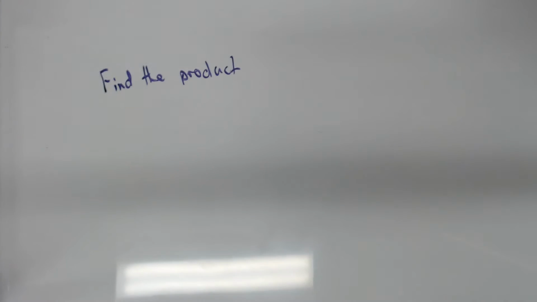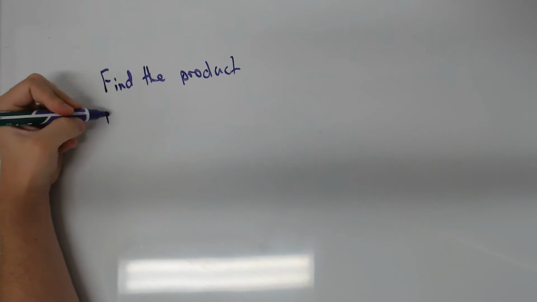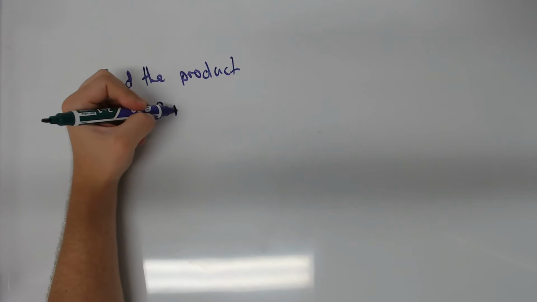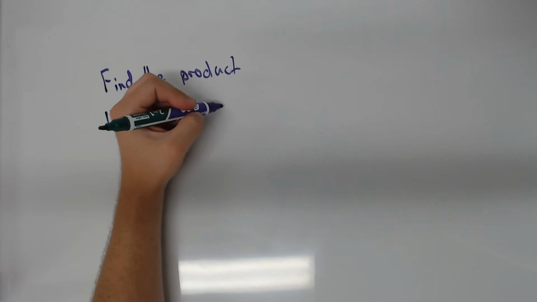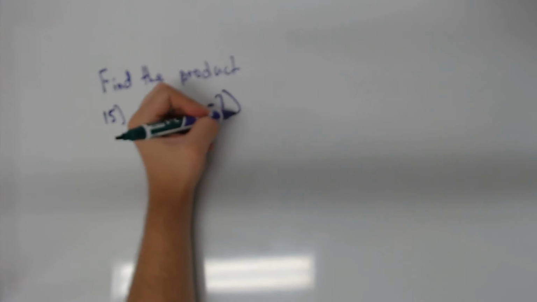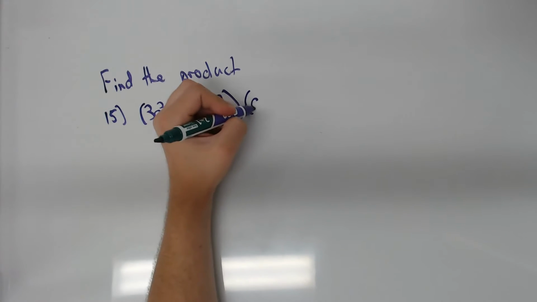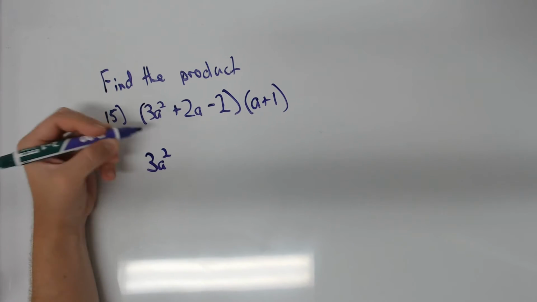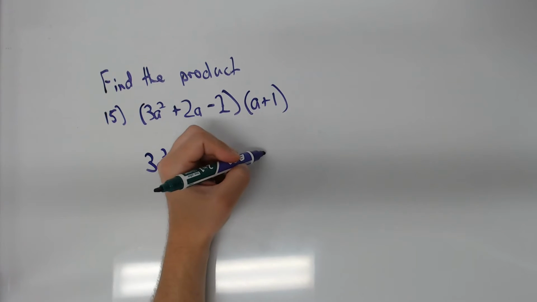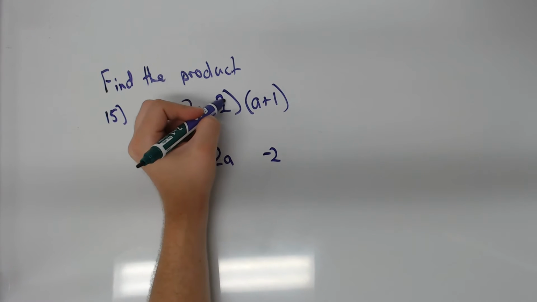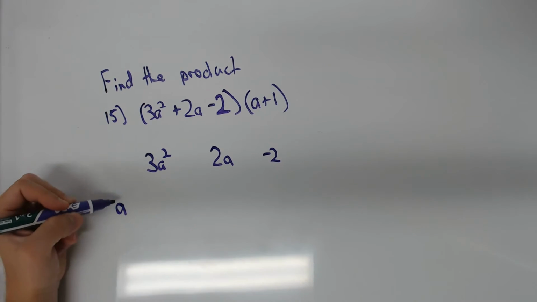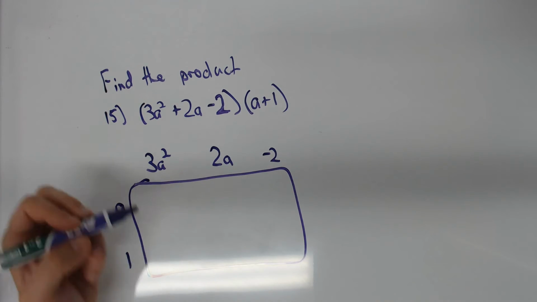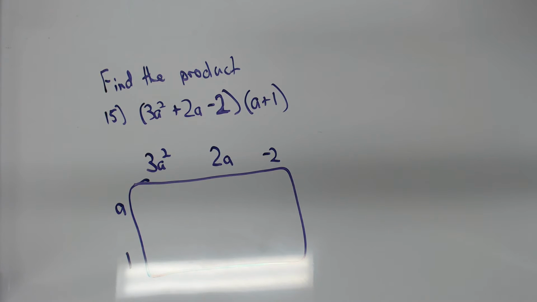Number 15 is 3a squared plus 2a minus 2 and a plus 1. And again, we're going to use the Punnett square: 3a squared, 2a minus 2. That was a really bad 2 up there. And a plus 1. All right.